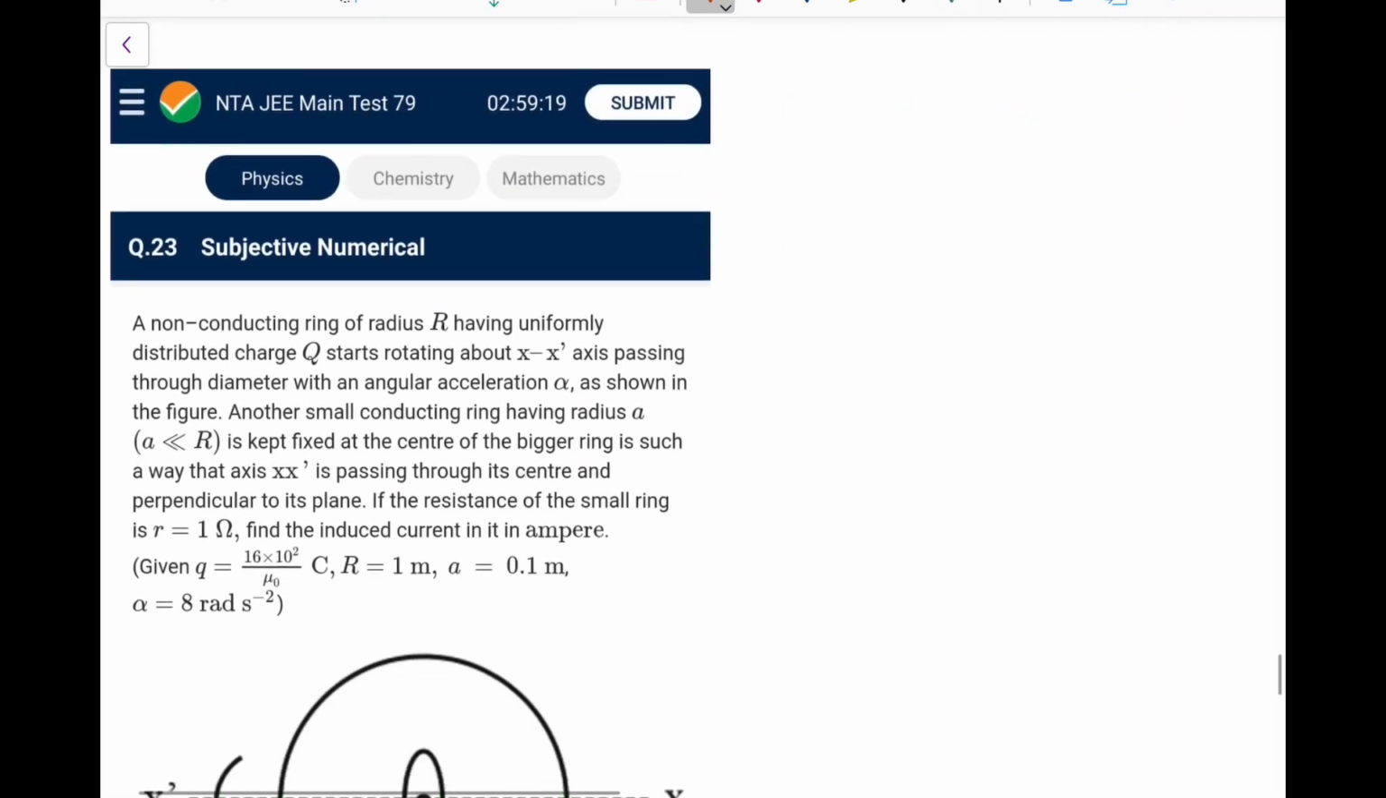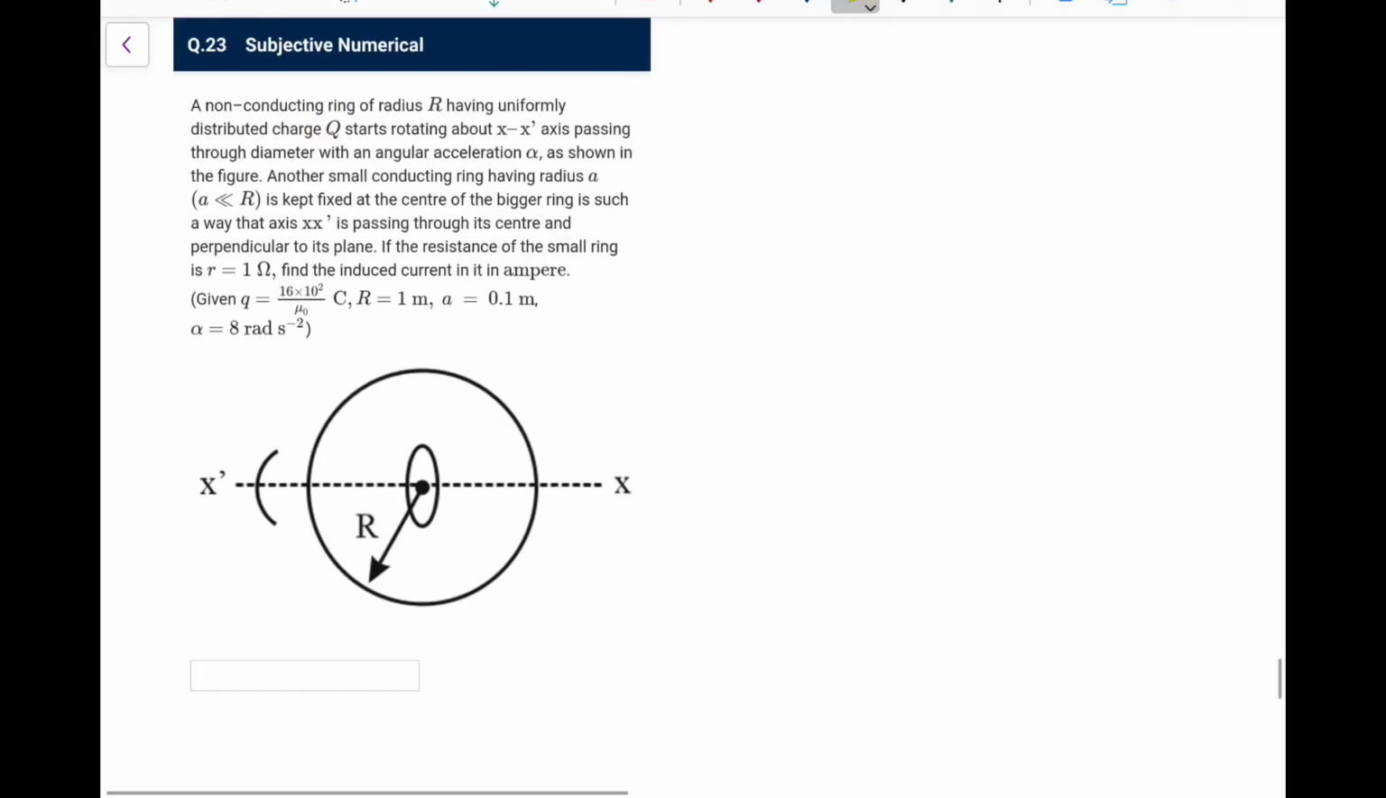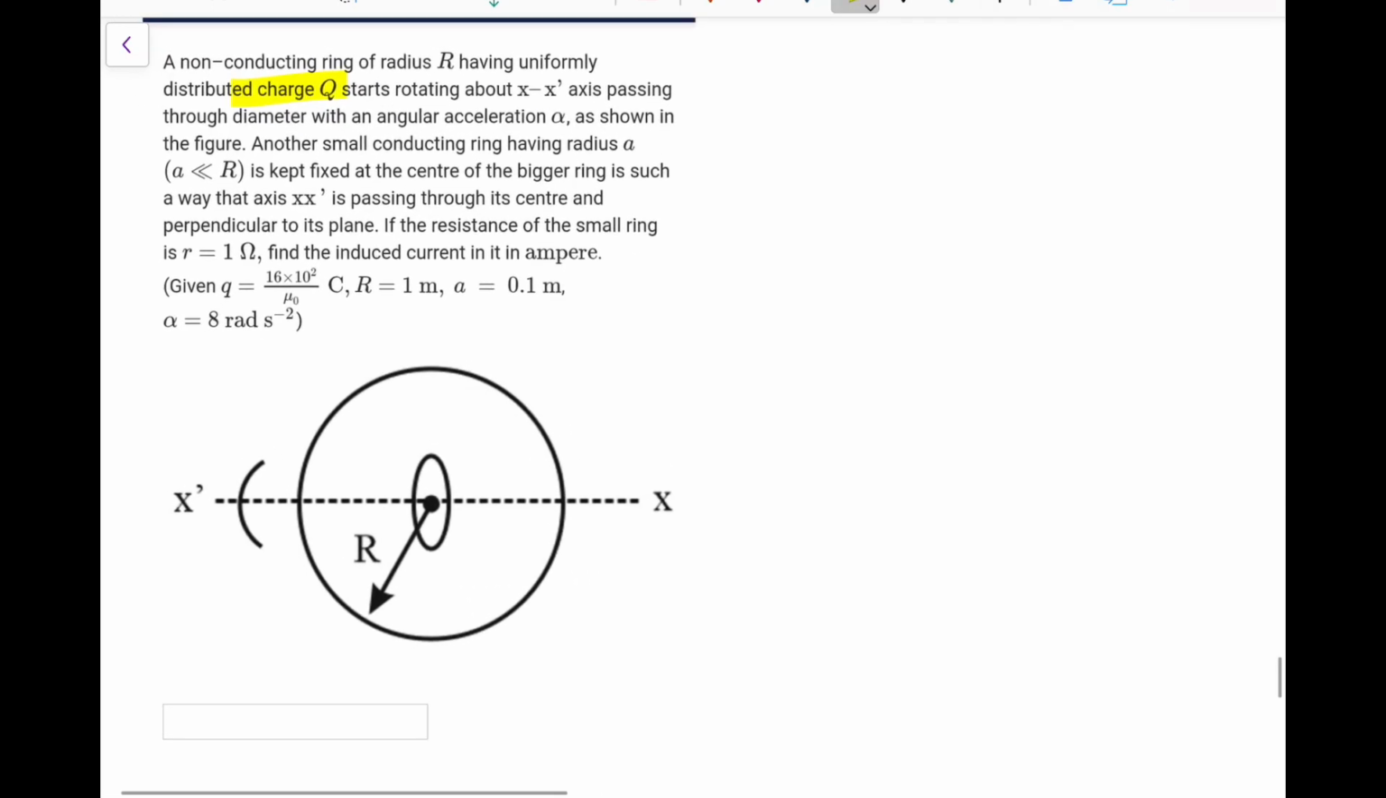Next, a non-conducting ring of radius r having uniformly distributed charge q starts rotating about axis xx dash, okay, passing through diameter, with angular acceleration alpha as shown.